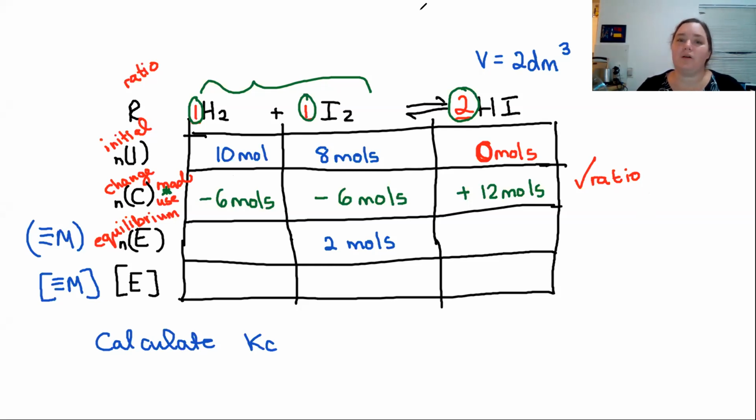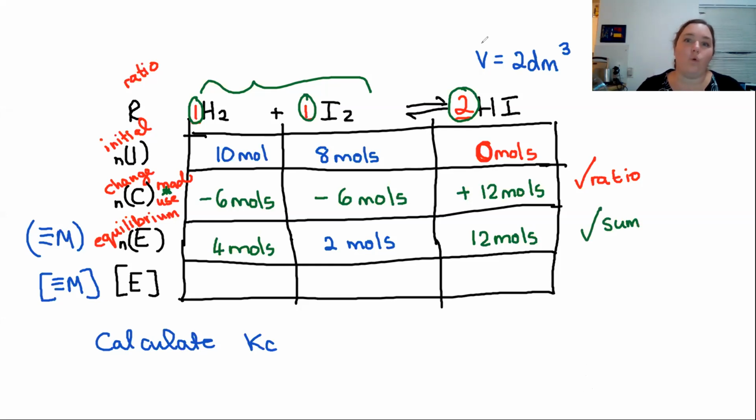Then the next mark that you're going to get is for your subtraction. So we had 8 moles here, we used 6, and we were left with 2. We started with 10 moles here, we used 6, and we were left with 4 moles. Okay? We started with 0 moles, we made 12, and we end up with 12 moles. If you do this minus this equals this, minus this equals this, and this plus this equals this, there is a mark here for your summing.